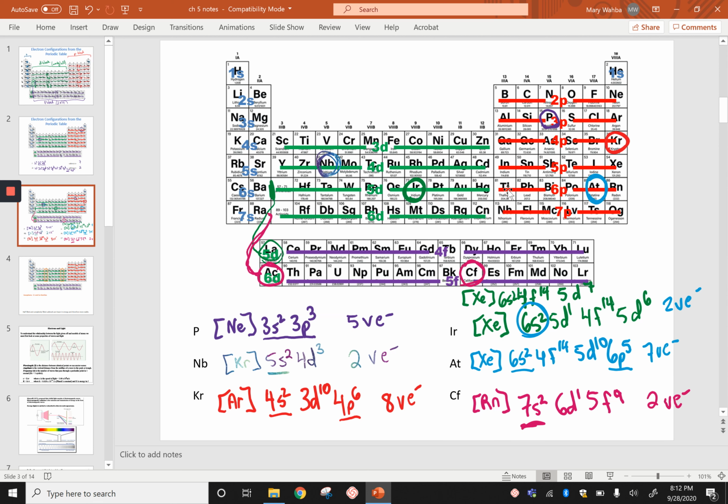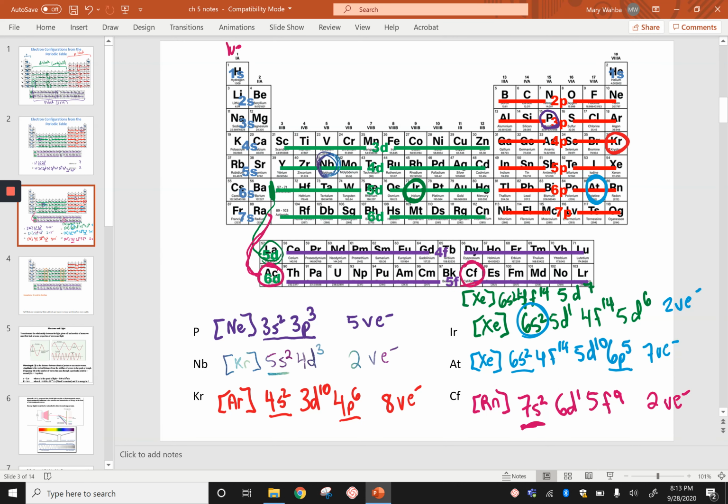When you get to these here, where it's p1, the s and the p sublevels are in the same energy level, so those all count. So this would be 3 valence electrons, 4 valence electrons, 5 valence electrons, 6 valence electrons, 7 valence electrons, and 8 valence electrons. Let's write that down.